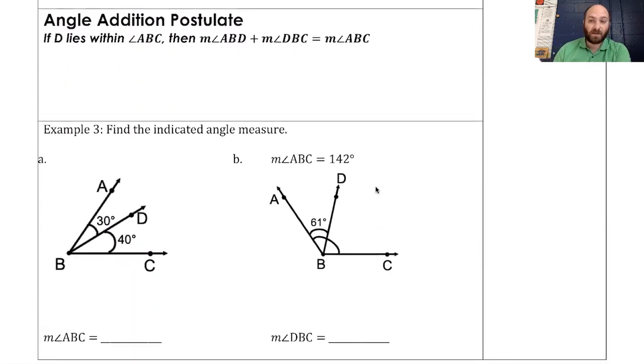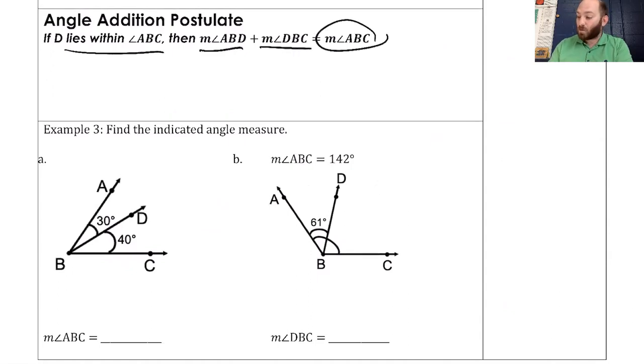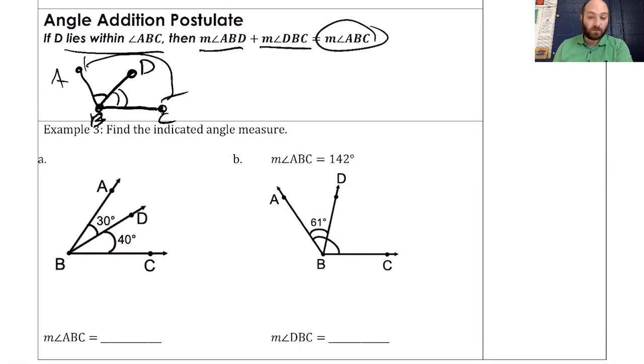The angle addition postulate. If D lies within angle ABC, then the measure of ABD plus the measure of DBC equals the measure of ABC. Every diagram is the same thing so far. If I have any kind of angle, ABC is the entire big angle here, and D lies somewhere within, like this. Then I can take this angle plus this angle equal to the whole thing. And that hopefully is pretty straightforward.